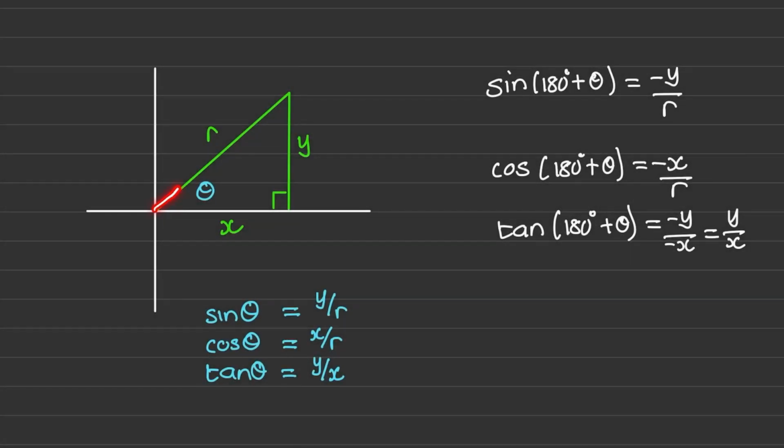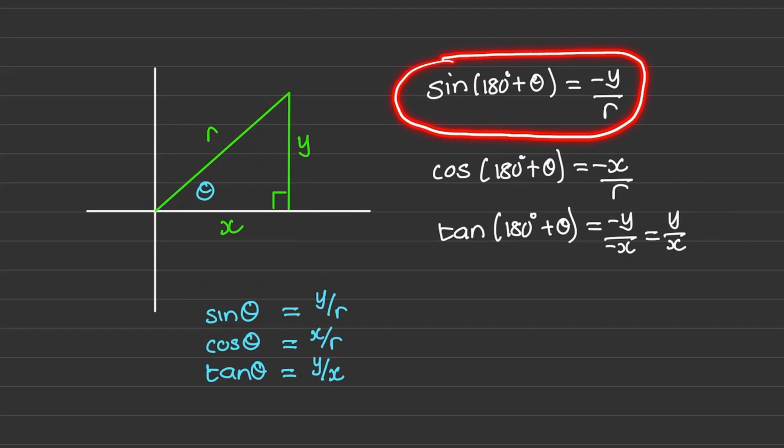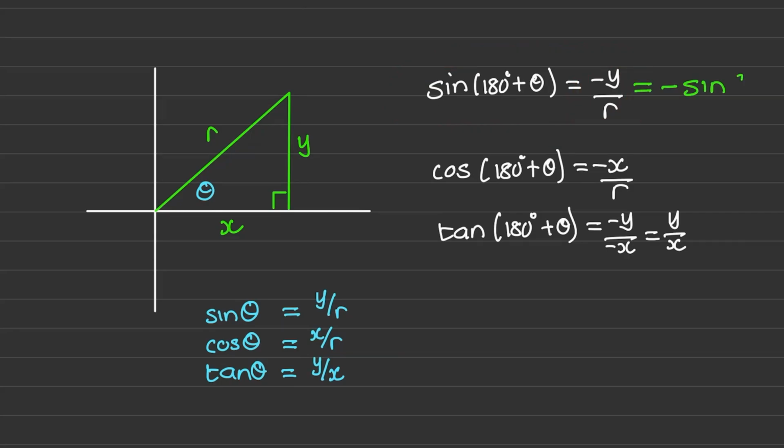But now let us look at theta in the first quadrant, because this represents an acute angle. So sine of theta is equal to y over r, but sine of 180 degrees plus theta is negative y over r. So therefore that is equal to negative sine of theta when I compare the third quadrant ratio with that of the first quadrant ratio.